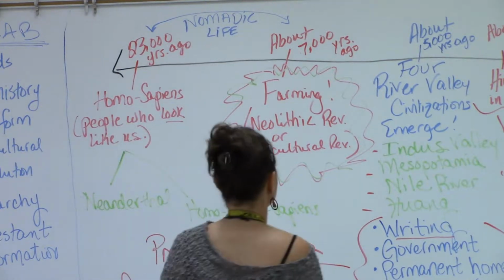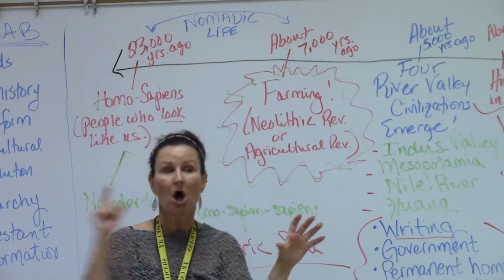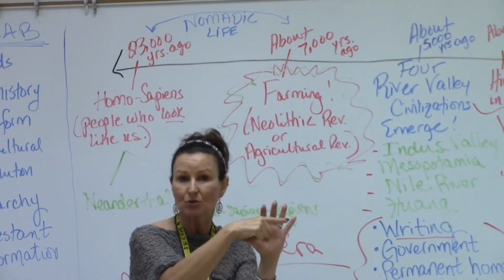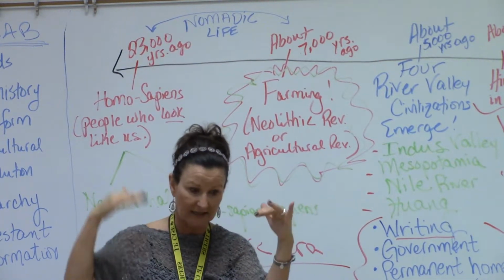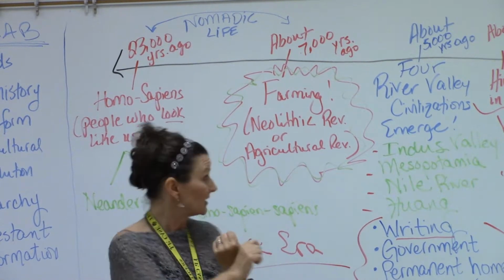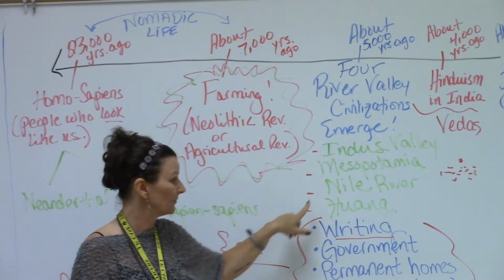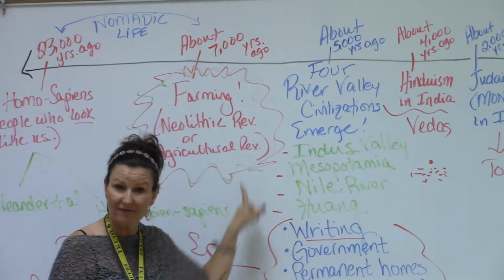What we do know is that it happened around the same time in 4 different places, all along the same latitudinal plane or similar latitudinal plane in terms of relationship to the equator. The Indus Valley, Mesopotamia, the Nile River, and Huang. These are all river valley civilizations.